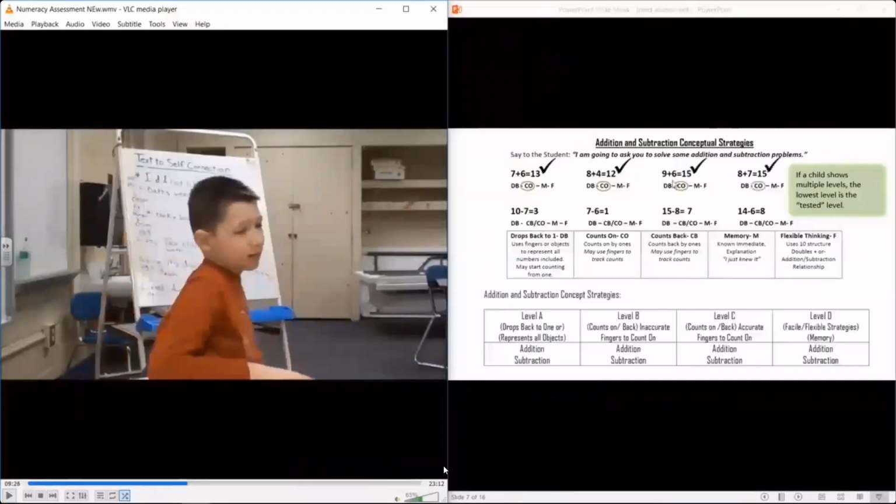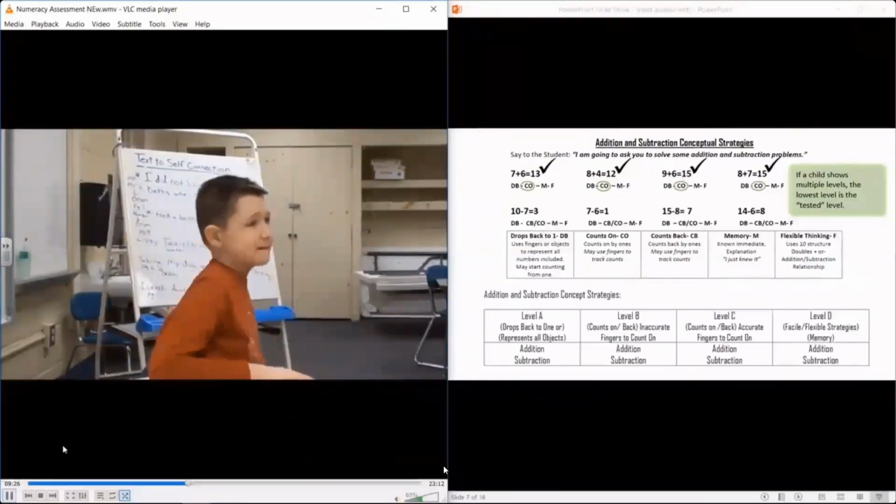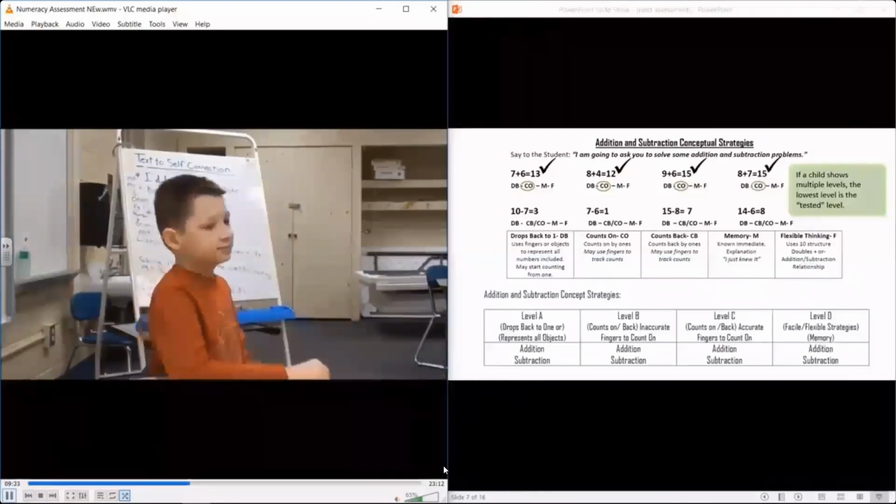Now, we know that for his addition, he's going to be a level C because he's counting on and he's counting back and he's accurate with it, okay? Think about what he might be for his subtraction level. 10 minus 7 for me. What did he just do? He is re-representing the problem, so he's dropping back. 3. All right.